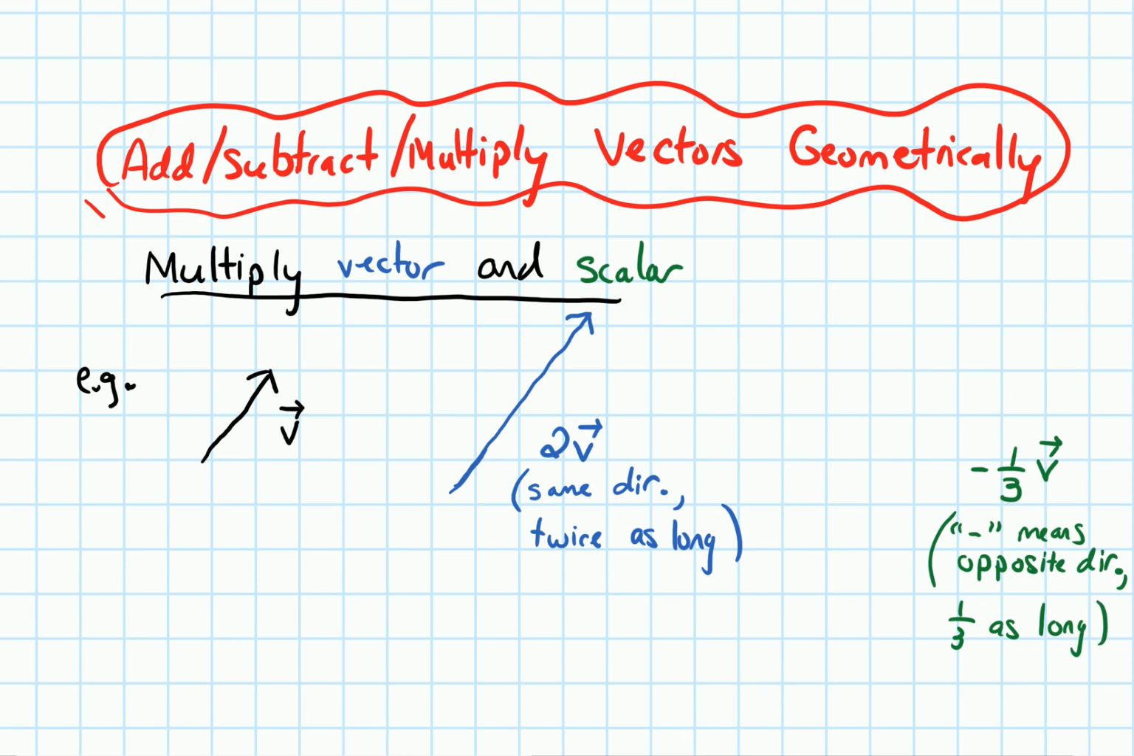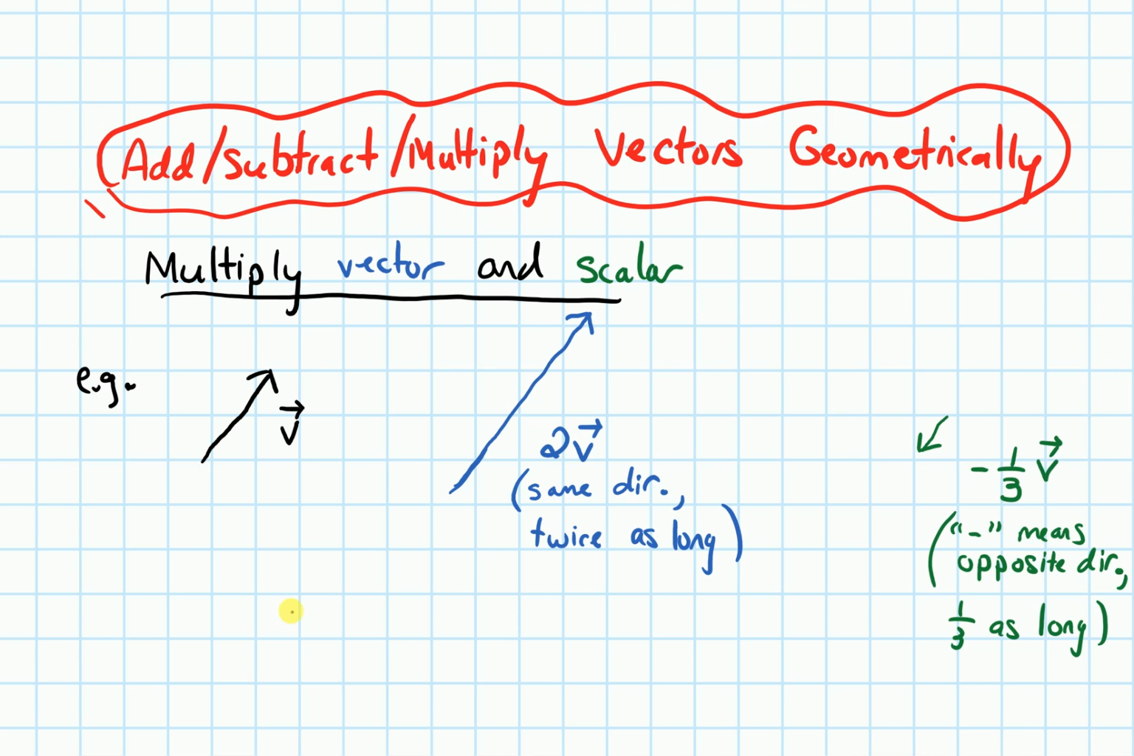Okay, so if I were to draw that, it needs to point in the exact opposite direction, but be about 1/3 as long, so maybe something like that. In fact, let me try to draw it a little bit straighter. So a little bit straighter, hopefully. Okay, and pointing this way. So opposite direction, that's what the negative does. And then the 1/3 means it's 1/3 as long.